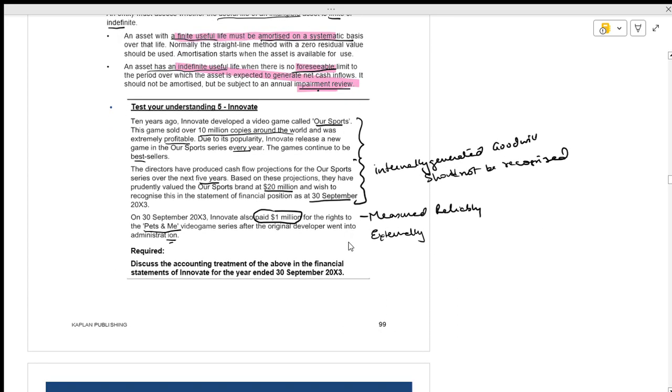Because what happens? It has a finite life. You are asking why we are coming to a conclusion of finite life? We should give a reason for that. A new game is released every year. Every year means at the end of the year the things will be outdated and you have to come with a new one. It is a finite life. Because it is a finite life, what are we doing? We are going to amortize.